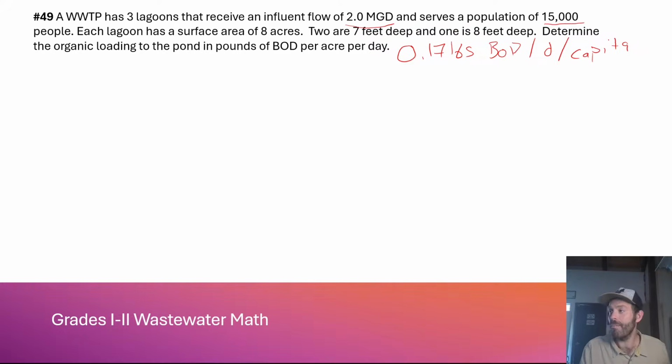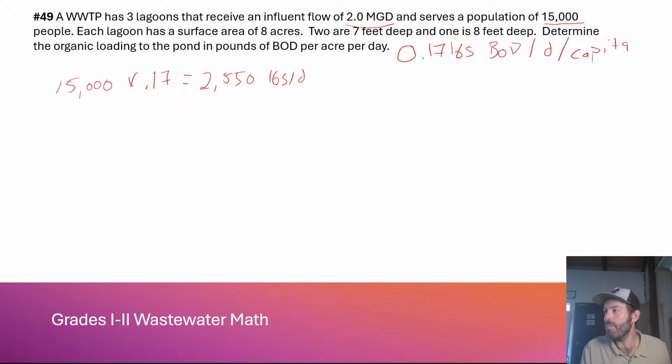Easy. Now, if they don't give you this and they give you a flow and a concentration, you need to do the pounds formula to get your pounds of BOD. That's what we did with the alum a couple slides ago. You need to be able to do that. So let's quickly find our BOD per day. So that's 15,000 times 0.17 pounds BOD per day per person, and that should give us 2,550 pounds per day.